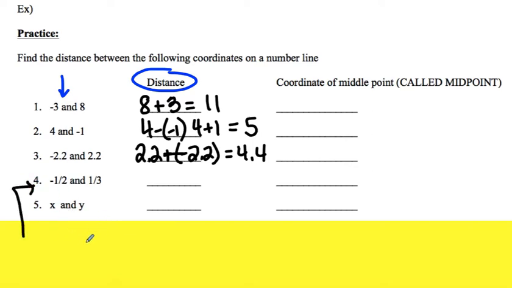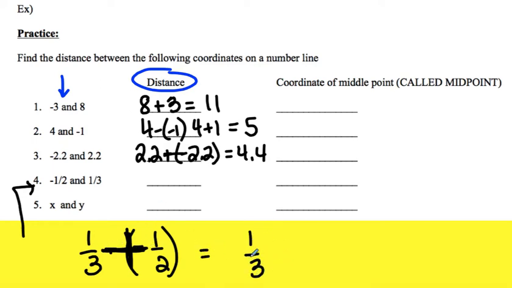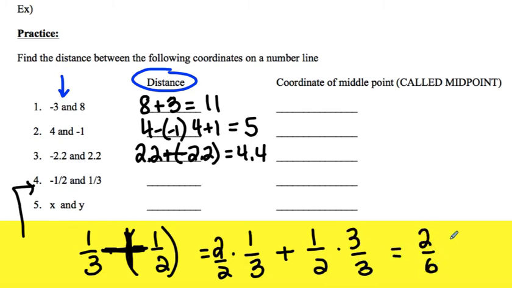Negative 1/2 and 1/3, I did 1/3 minus negative 1/2, which became plus 1/2. That's nice because now I need a common denominator. So I made the common denominator 6. So I multiplied the left side by 2 over 2 and the right side by 3 over 3. It gave me 2/6 plus 3/6, which was the distance then was 5/6. Yes, we have to work with fractions.